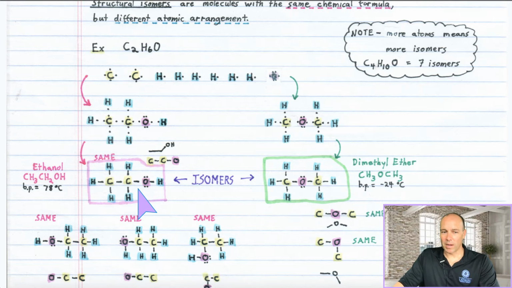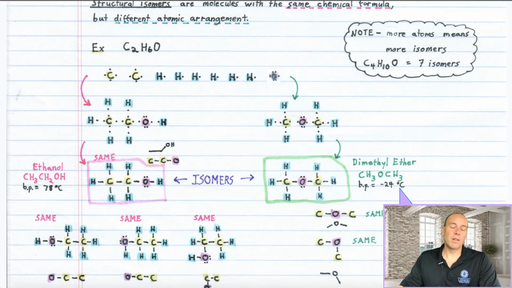Okay, the one on the left is actually a representation of ethanol. This is ethanol's Lewis structure, and the one on the right is dimethyl ether's Lewis structure. They may share the same chemical formula, but these 2 substances are completely different. For example, they have different boiling points. Ethanol boils at 78 degrees Celsius, and dimethyl ether boils at -24 degrees Celsius.